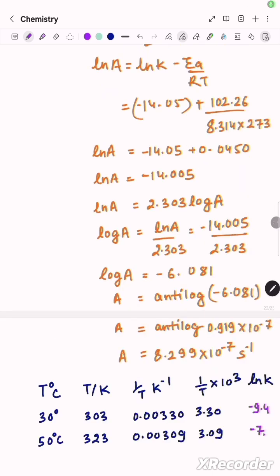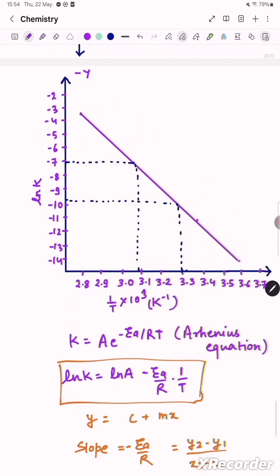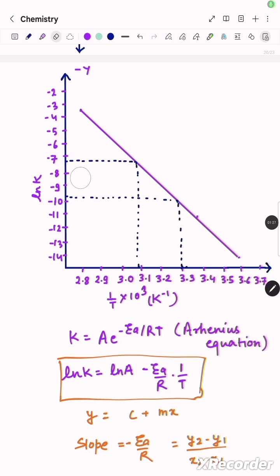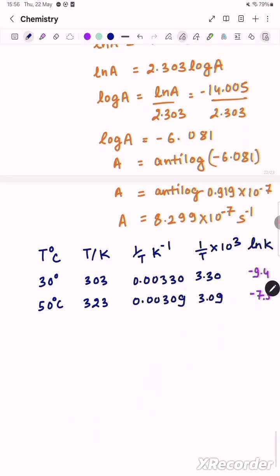Here the ln k value is 7.3, because here on the graph 7 is on the upper side, and after some point the line is represented, so we take the ln k value as 7.3 here.